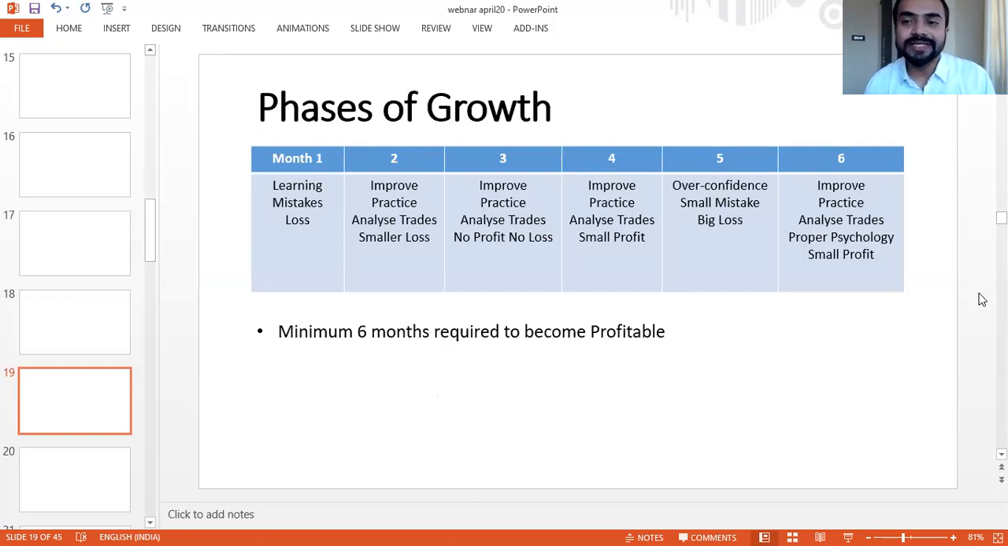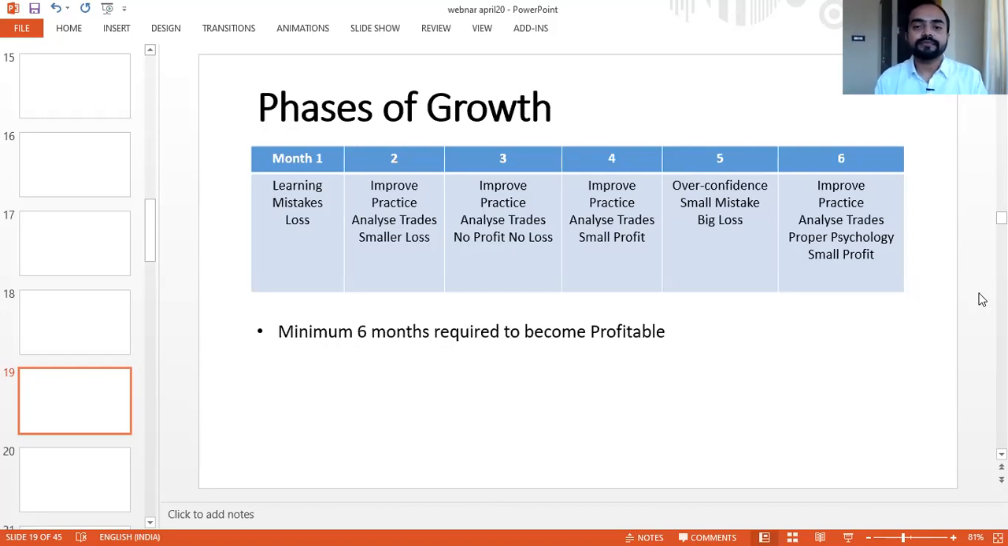Now in general, I will tell you the phases of growth of a trader. First month, you are new. You learn, you make mistakes, you make a loss at the end of the month. It's okay. Second month, you improve, you practice, you analyze your trades, and your loss reduces. You make a smaller loss. Third month, you improve, you practice, you analyze your trades, and you break even. No profit, no loss. Very good.